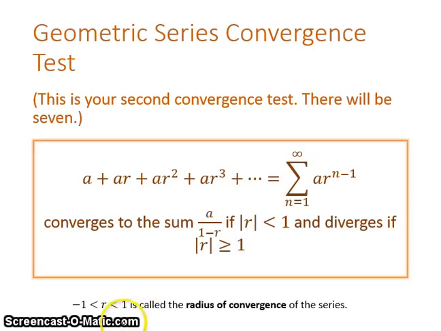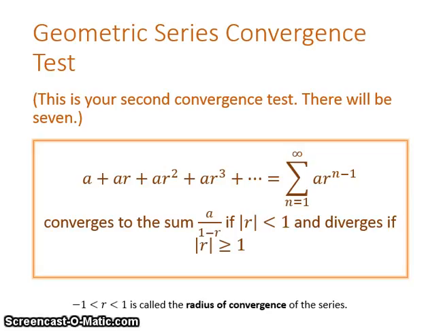And some vocabulary. Since r has to be between -1 and 1, that's called the radius of convergence for the series. Okay, so that's the geometric series convergence test. It only works for geometric series, but it's pretty powerful. If you have a geometric series, you can not only tell me whether it converges or diverges, but you can tell me what the sum is if it converges.